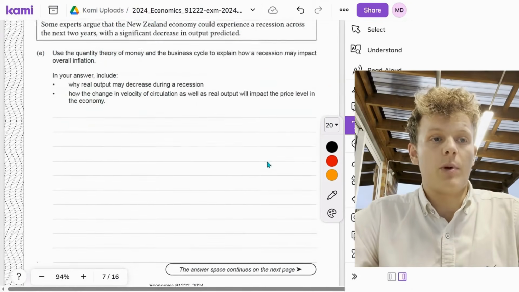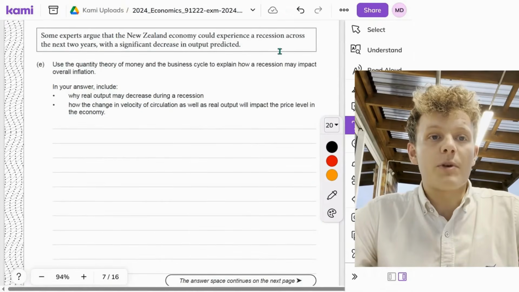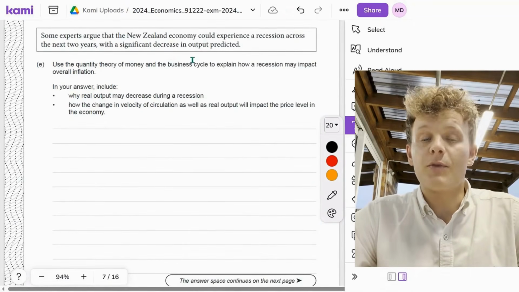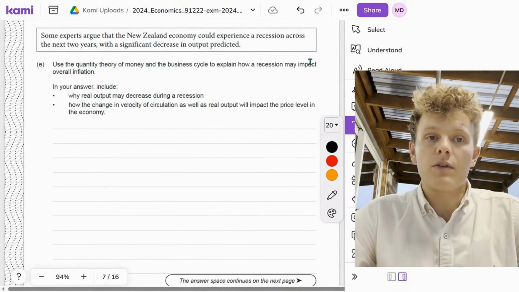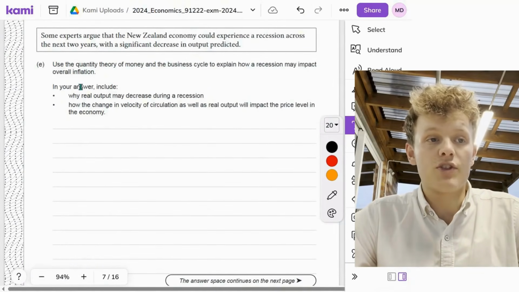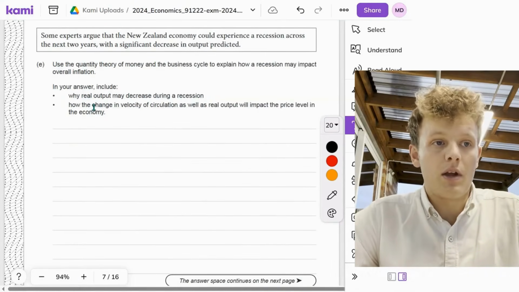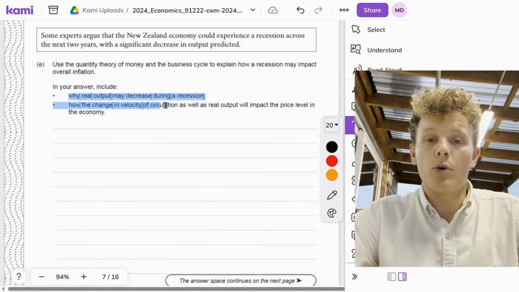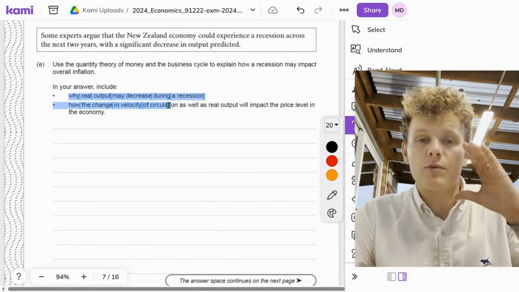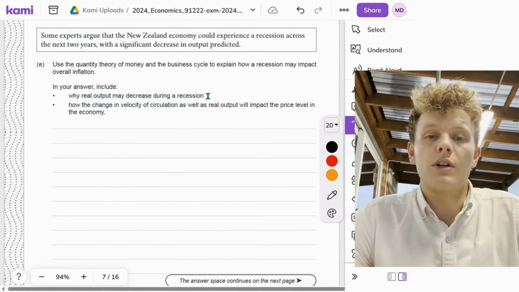Let's keep going to part E. Some experts argue that the New Zealand economy could experience a recession across the next 2 years with a significant increase in output predicted. Use the quantity theory of money and the business cycle to explain how a recession may impact overall inflation. In your answer, include why real output may decrease during a recession, and how the change in velocity of circulation as well as real output will impact the price level in the economy. So we're going to answer the bullet points as two kind of separate answers, keeping each other in mind. So we'll start with the first one, why real output may decrease during a recession.